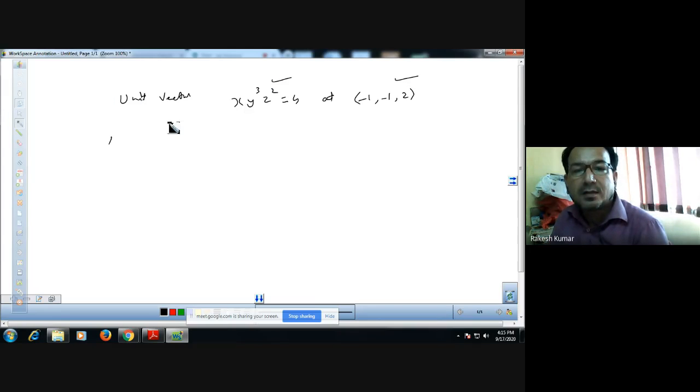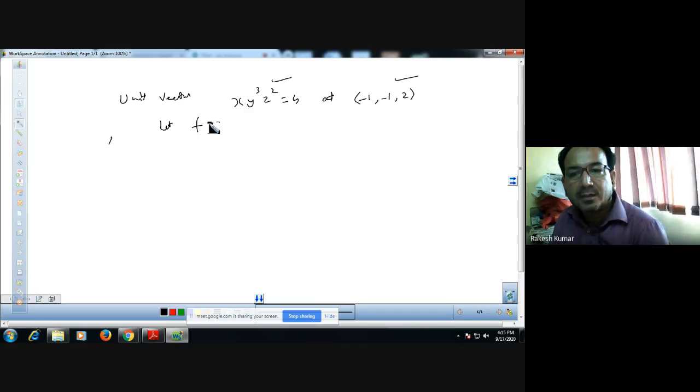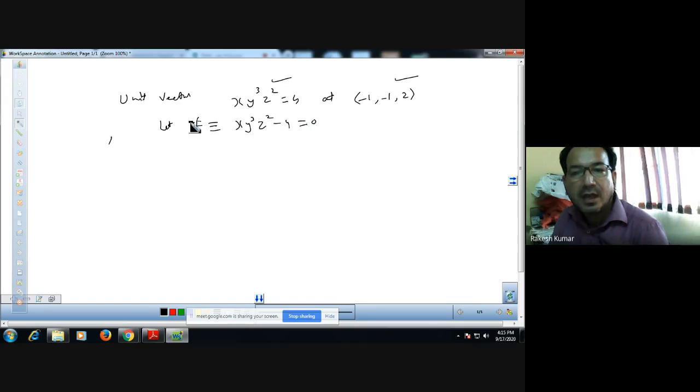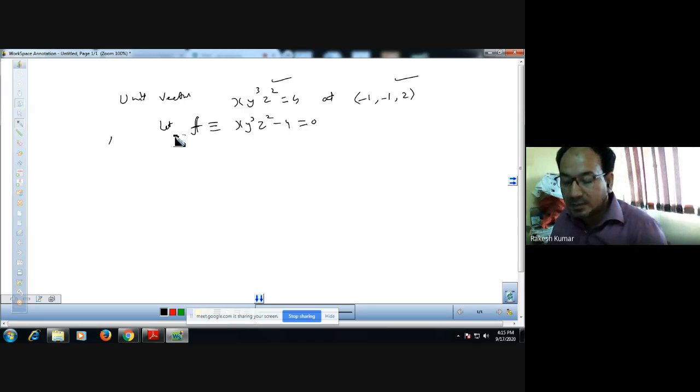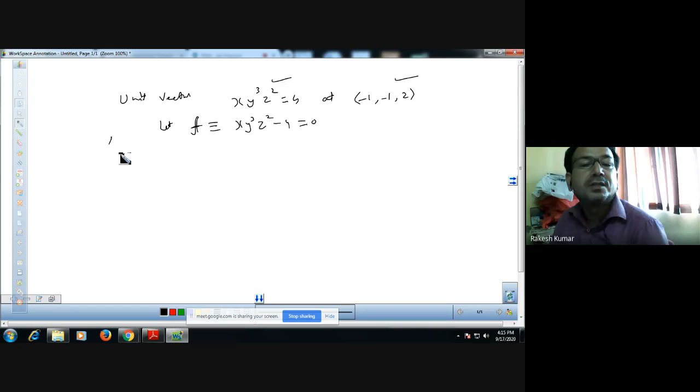First of all, in the solution of the question, you just name this surface as a function. So name this surface a function f. This is the function we have. Now you would have to find out the vector normal to this surface.